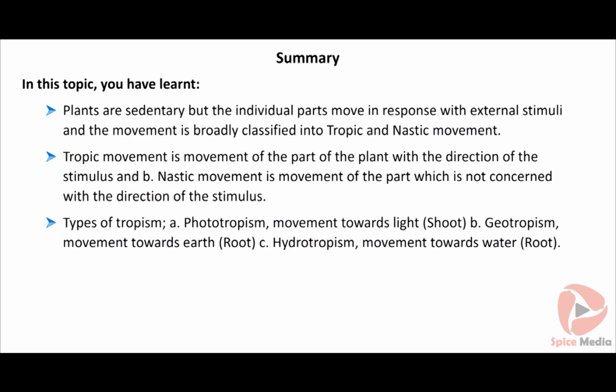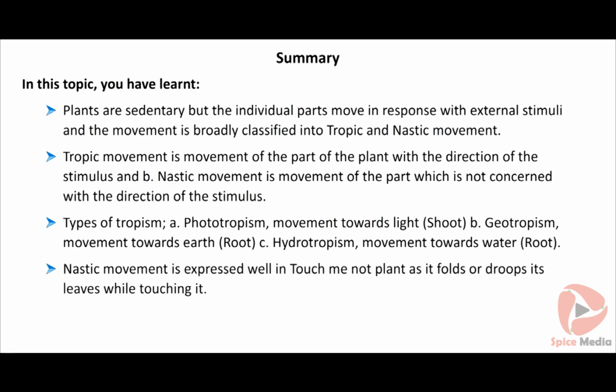Types of tropism. Phototropism, movement towards light. Shoot. Geotropism, movement towards earth. Root. Hydrotropism, movement towards water. Root. Nastic movement is expressed well in the touch-me-not plant as it folds or drops its leaves when touched.